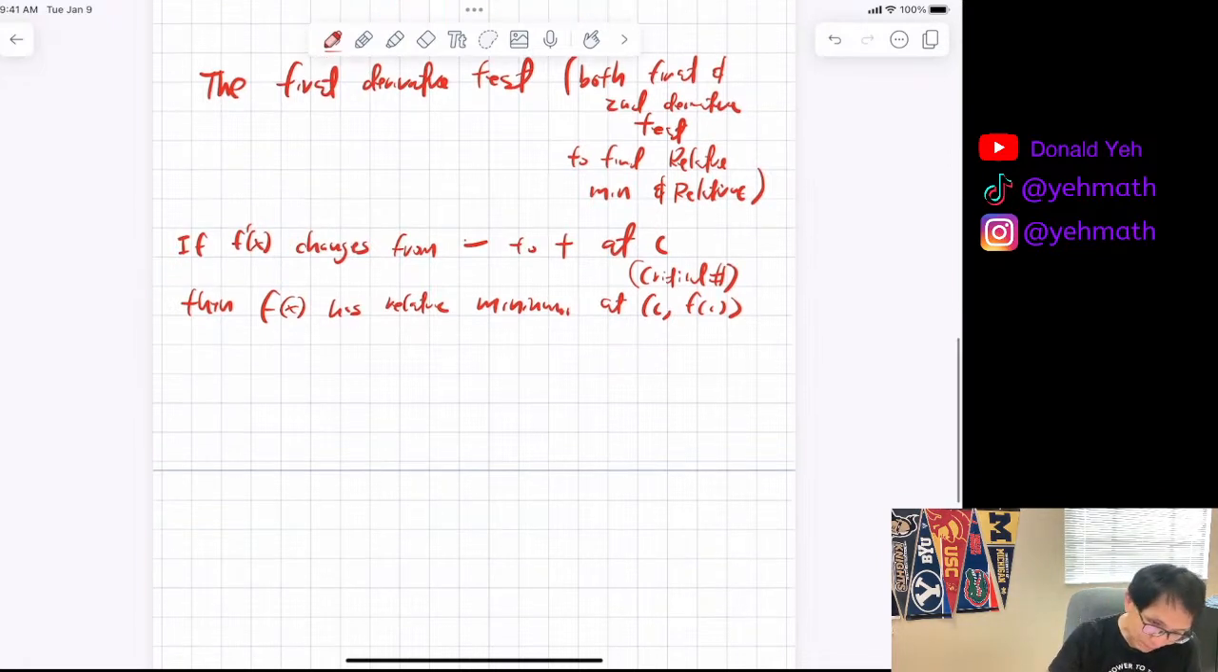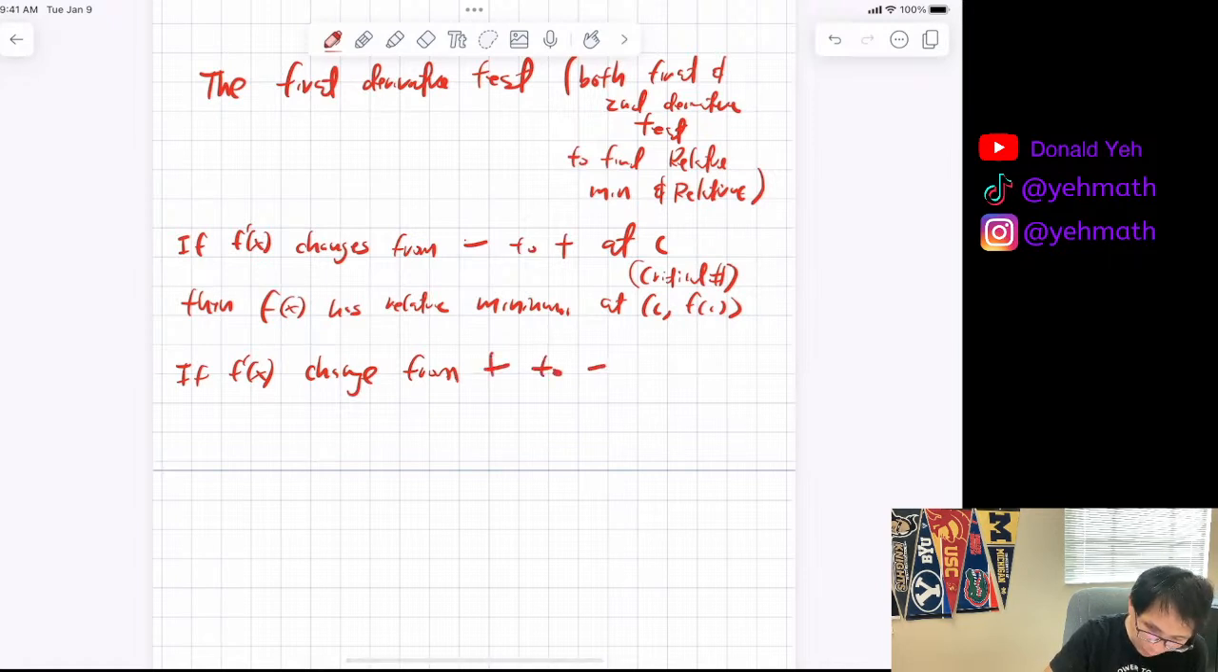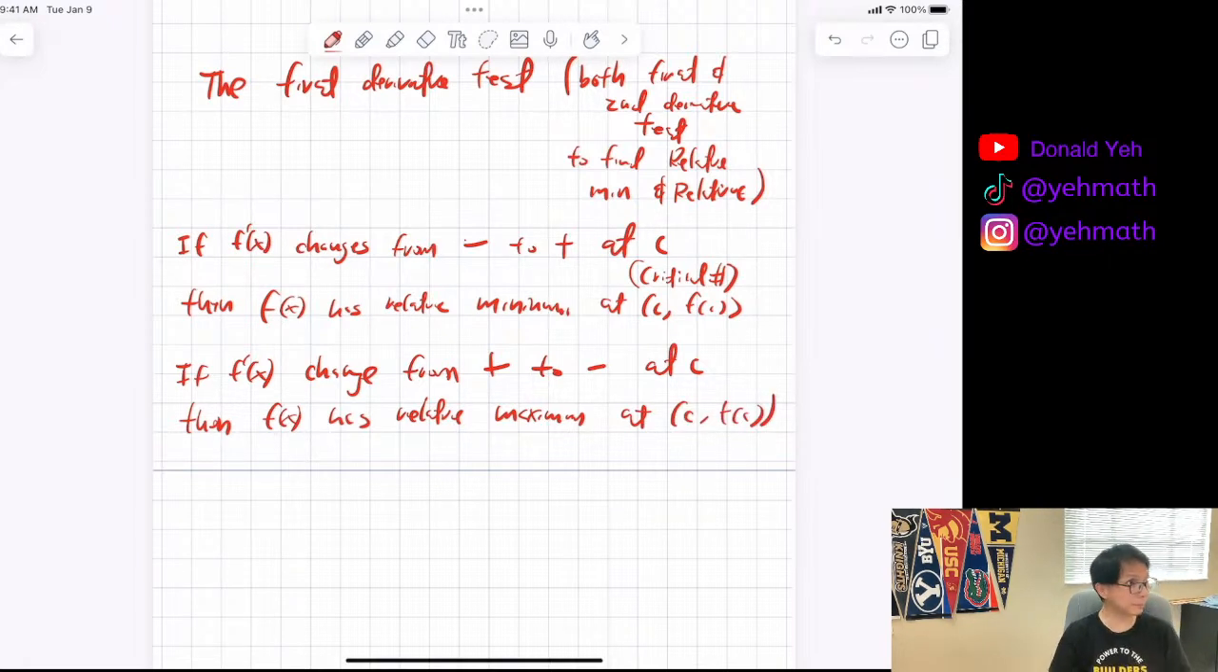Vice versa, if f prime of x changes from positive to negative, what will happen? Then f of x has a relative maximum at c, f of c. Is that okay? What does it say in the parentheses? C is a critical number. Some people ask, what is c? C is a critical number, which is where f prime of x equals 0.